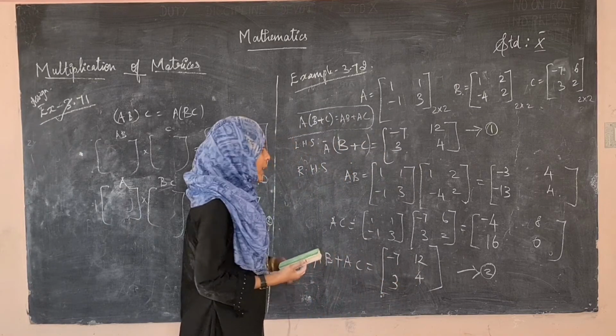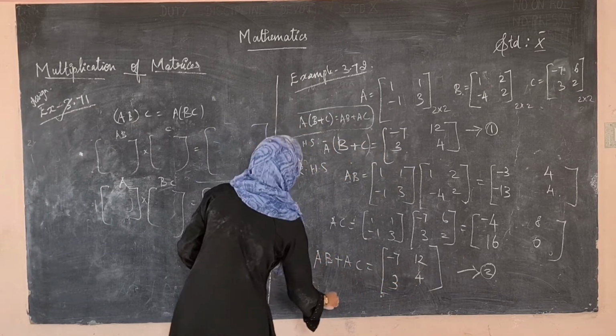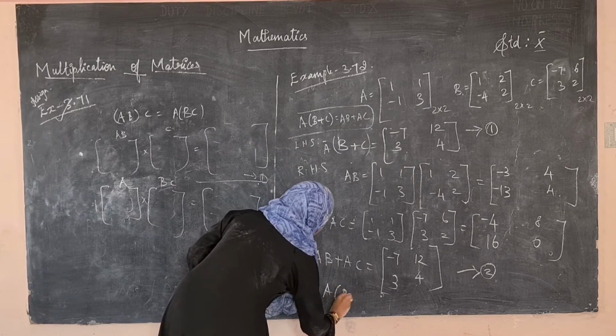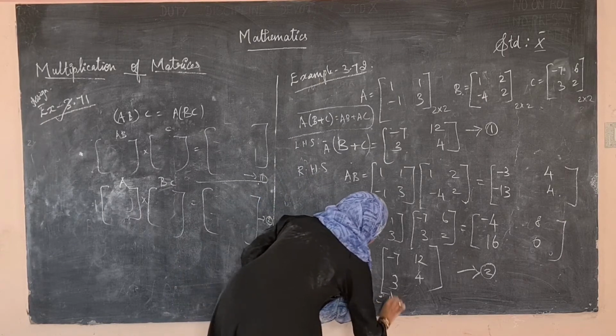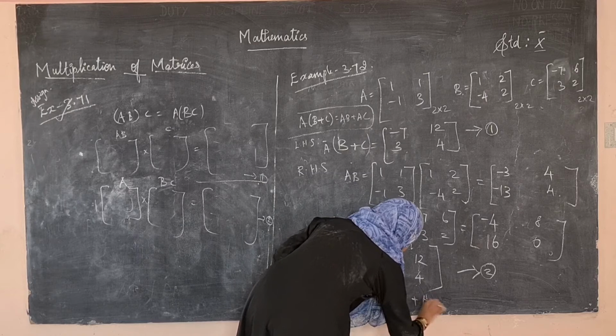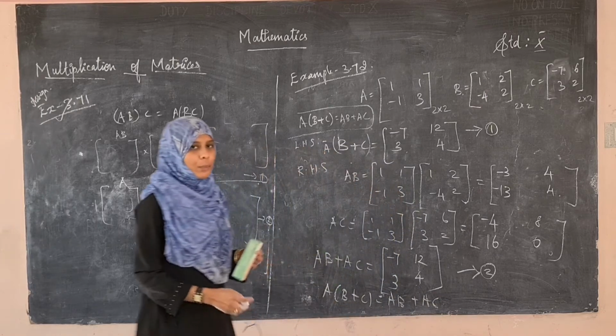So what's the answer? We have proved this, right? So we have proved that A into B plus C is equal to AB plus AC. Hence verified. Okay.